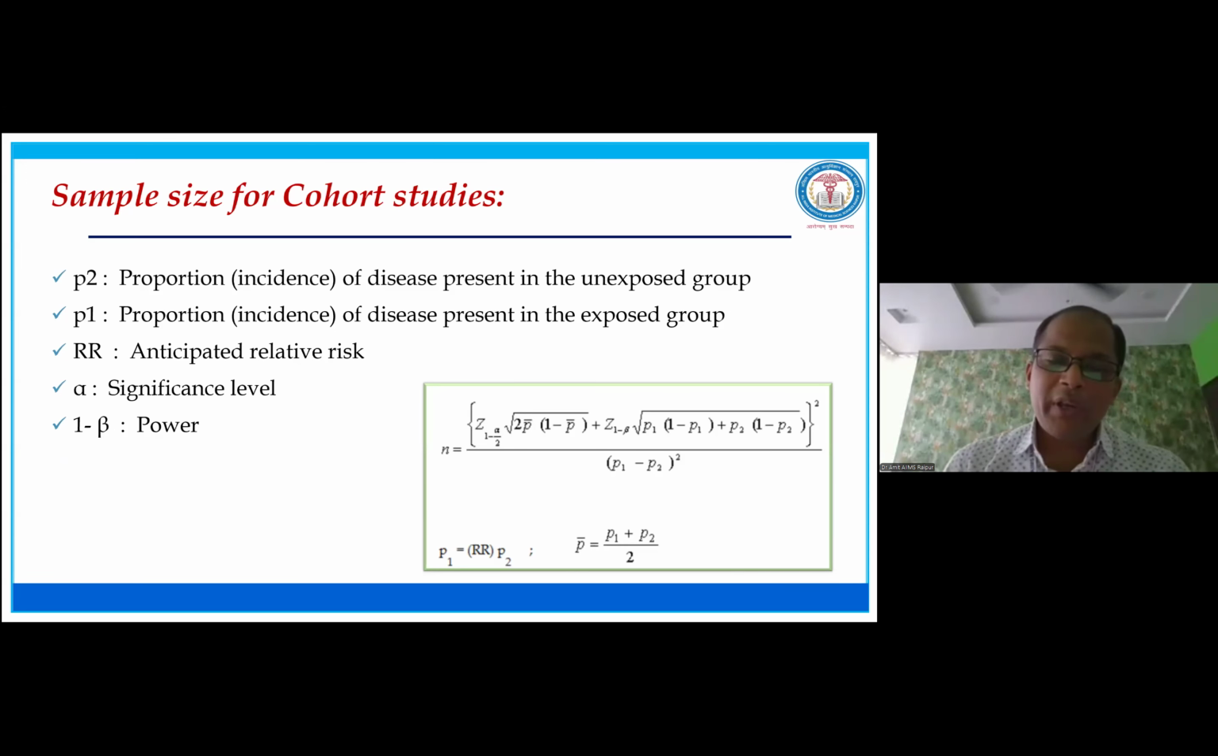For cohort studies, where we are interested to find out the incidence of the disease in the exposed and unexposed group, that is P1 and P2, and we just want to calculate the relative risk, that is, we just want to measure the risk associated with the exposure, this is the formula we can use to calculate the sample size.